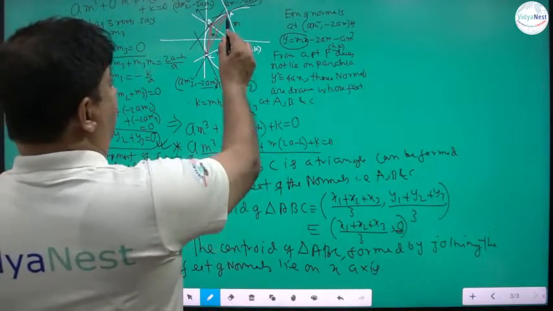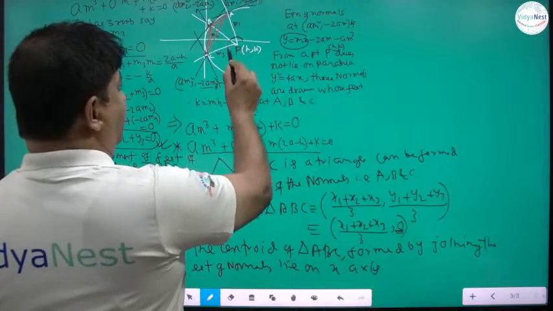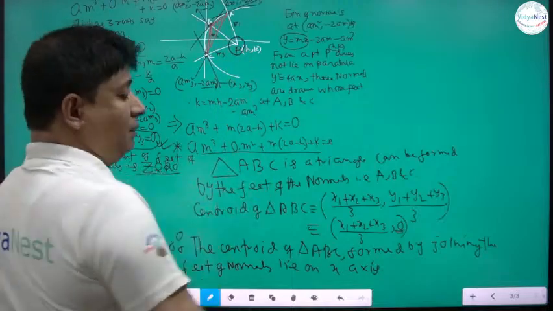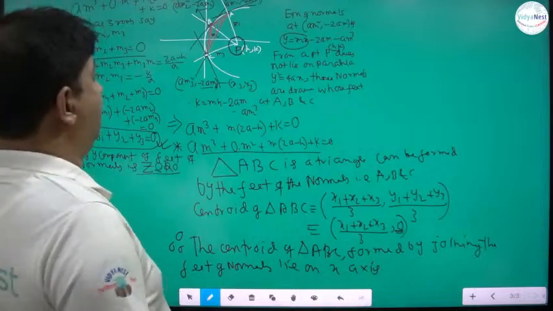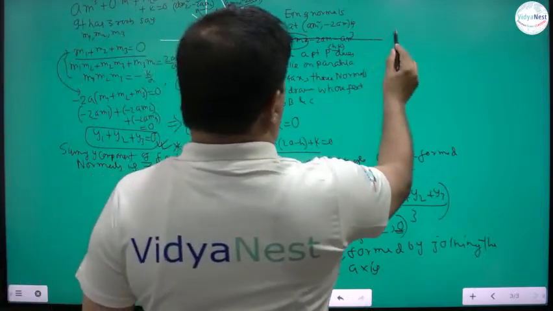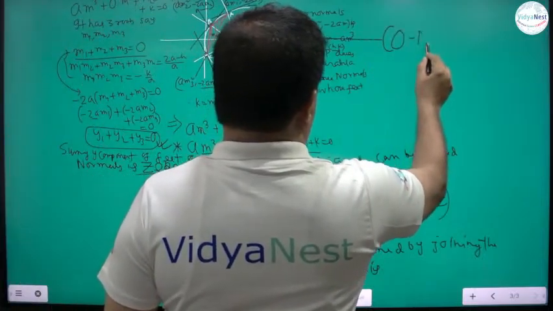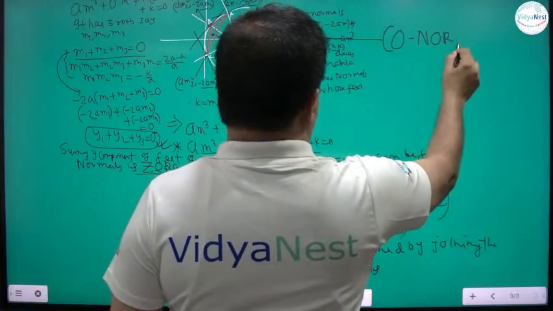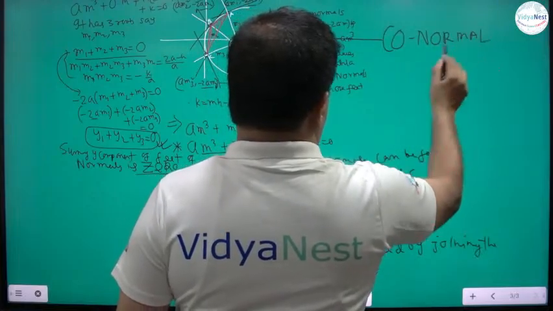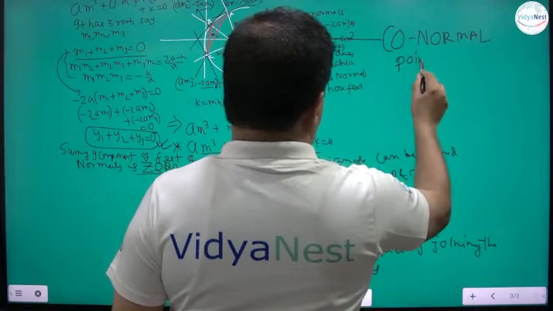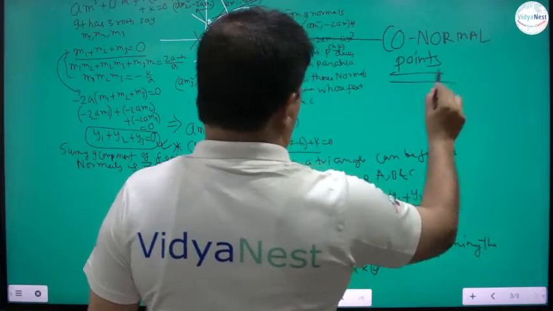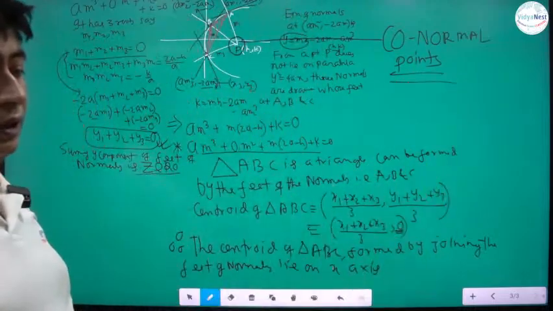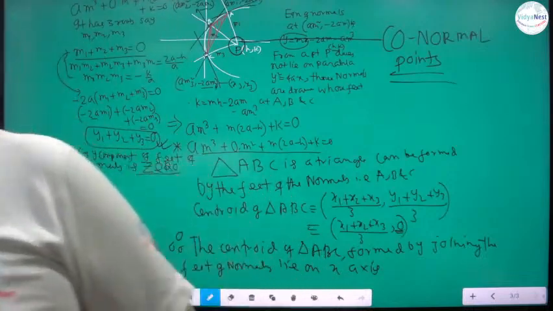Now can you tell me, this is the feet of the normals. Does it have any nomenclature in mathematics? It is called co-normal points. Co-normal points. Okay? Hope you have got it.